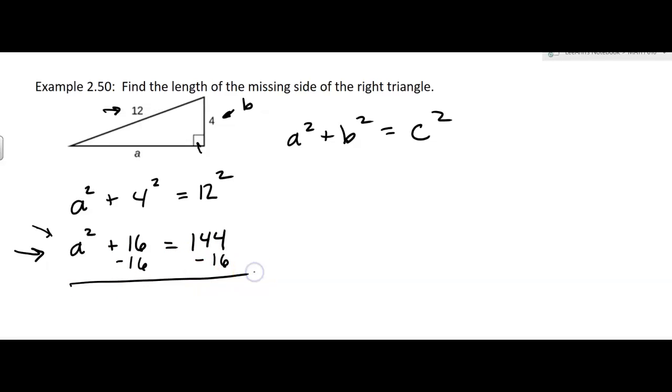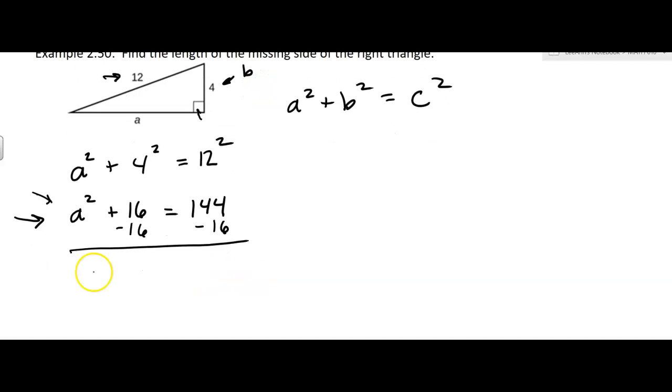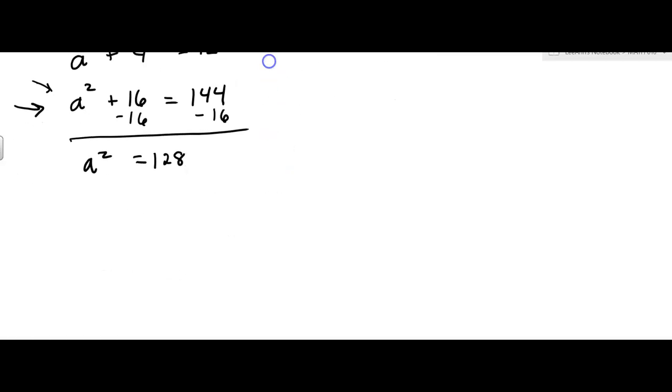And now I'm going to get A squared equals 128. So that means I can take the square root of both sides. Now, everybody's probably at home watching this going, she didn't put the plus or minus. Well, here's the thing. In a triangle, we're finding this length. That has to be positive. You can't have a negative length. So this one time I don't need the minus part.